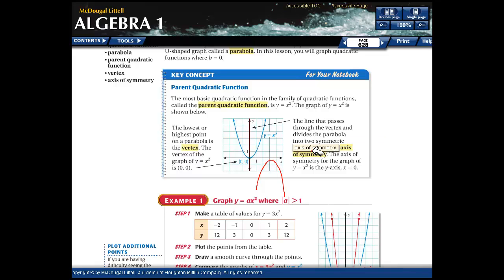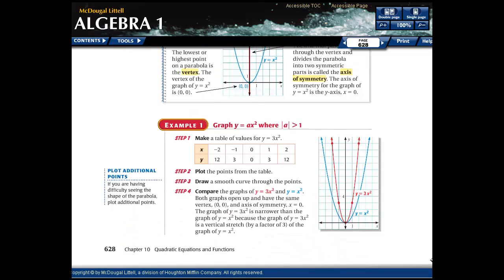It also has an axis of symmetry. Because they are symmetrical, because they're being squared, you can draw a line right down the middle, and you've got half on one side, half on the other. Those are some key points that we need to know about parabolas. So let's look at example 1.